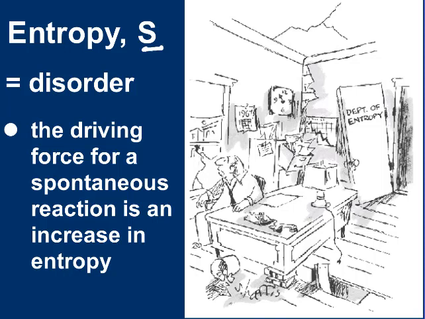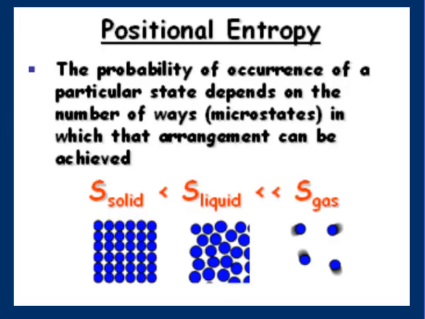So entropy is S, and you can think of it as the measure of disorder of a reaction. We measure it with positional entropy. So the probability of occurrence of a particular state depends on the number of ways, which are referred to as microstates, in which that arrangement can be achieved.